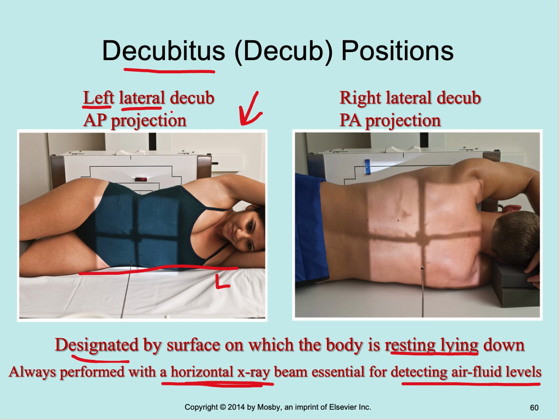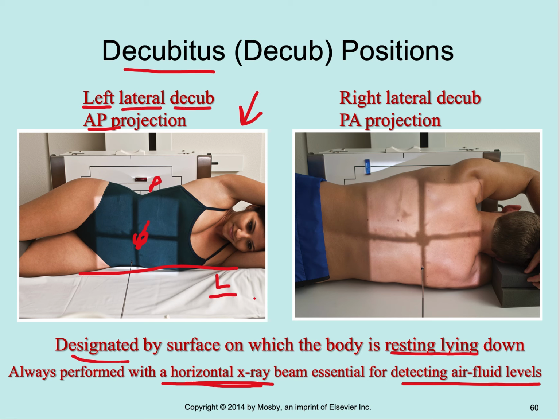So left lateral decube. It is an AP projection because it's entering the anterior portion, traversing through, and exiting the posterior portion. So AP projection. Side down is your left side.